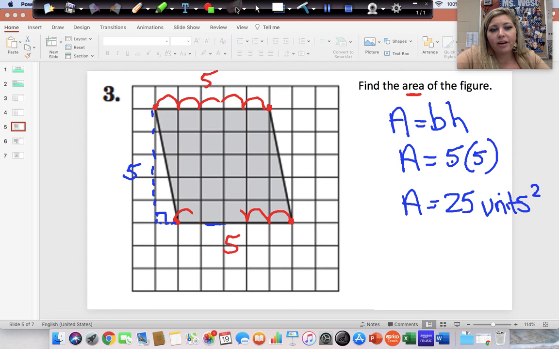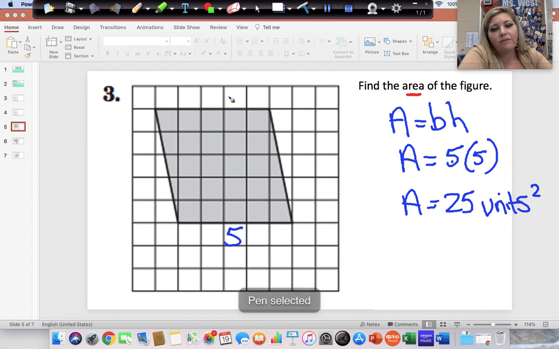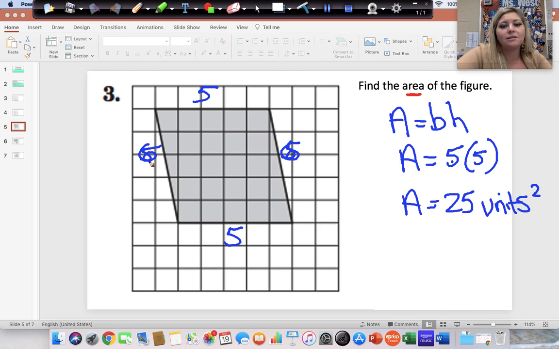Sometimes they'll ask you to find the perimeter for a shape like this, but if they're asking you to find the perimeter, they're going to need to tell you what these sides are equal to. For example, this is 5, this is 5, this is 5, and this is 5. Or they would say this is 6, and this is 6. Does that make sense? If this question wasn't asking you, but if it was asking you to do the perimeter, they would need to give you what at least one of the side lengths was equal to. Okay?